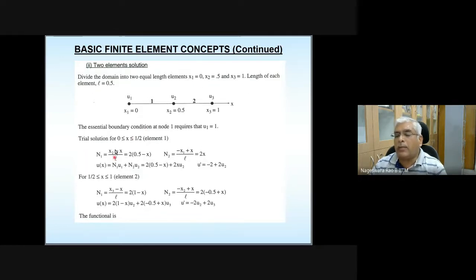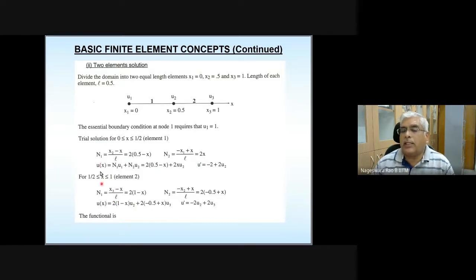For each element, a trial solution is written. You just go through it, and the essential boundary condition is given. u evaluated at x equal to 0 is 1. x equal to 0 corresponds to node 1, so u1 is equal to 1. All that information is substituted. This is the trial solution for element 1, the u value and derivative of u, and the trial solution for element 2, the u value and derivative of u.